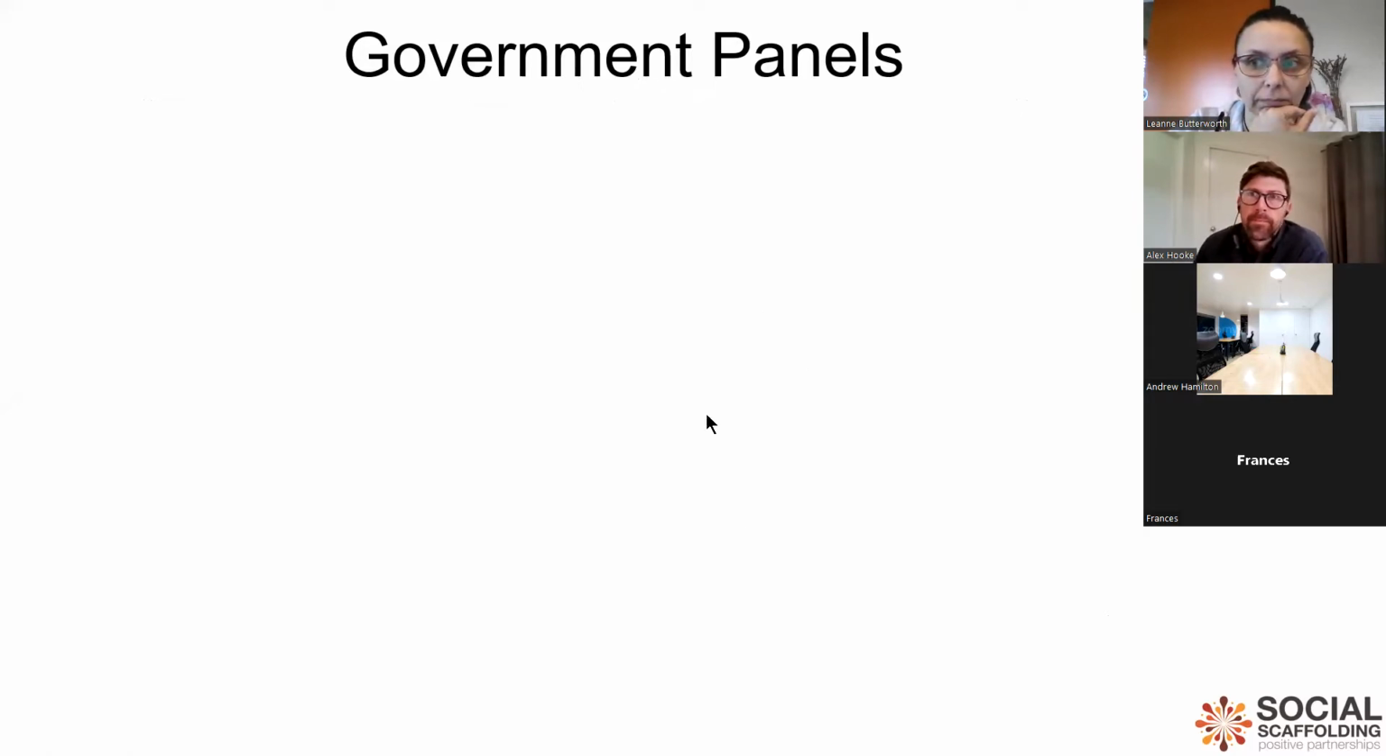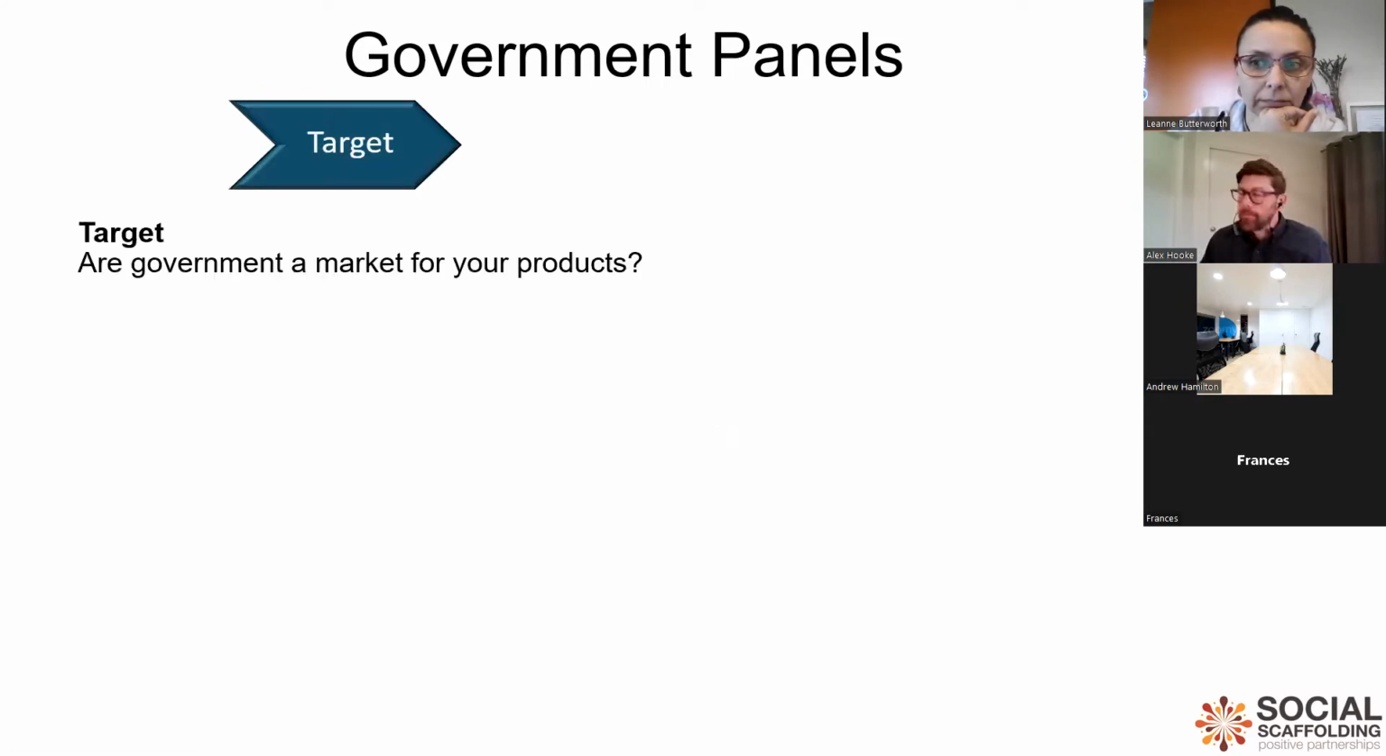So the process I went through was working out what's a possible target for me. The thinking was, is government a good market for my products? Initially I thought no. I'm a consulting firm with half a dozen people with a range of different skills, and we do strategy, governance, implementation. I thought, is a government panel a good target for our products and services?